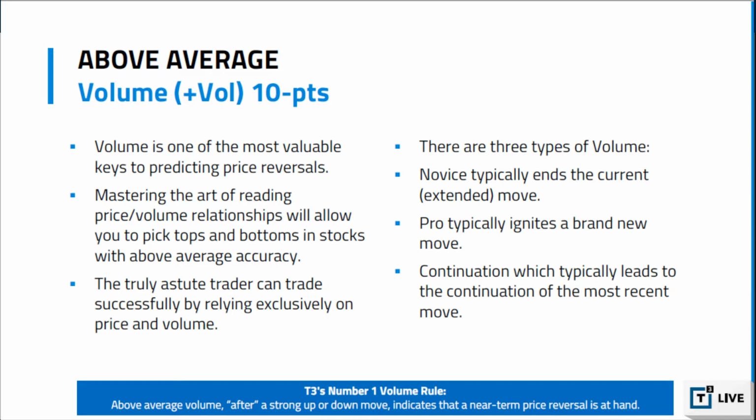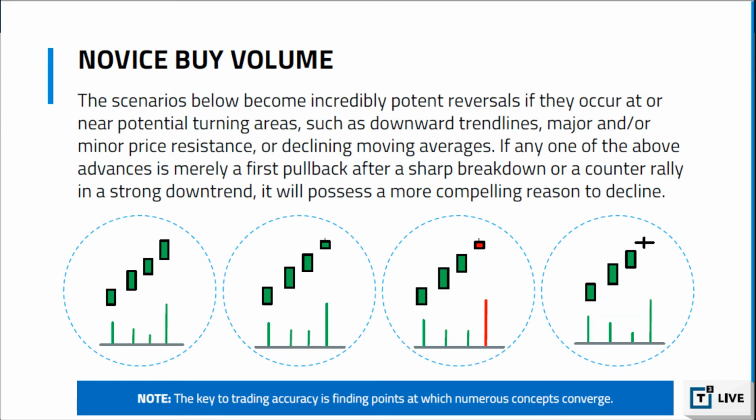Now, the number one volume rule is if you get above average volume after a strong up or down move, that indicates that a short-term reversal is close at hand. Okay, so getting a volume spike or above average volume after multiple bars up or down leads to a price reversal. We'll show you examples of all of that.